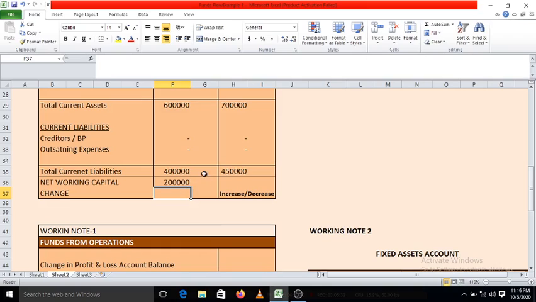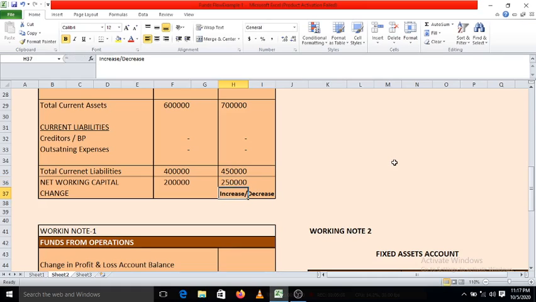Net working capital year 1: total current assets 6 lakhs, total current liabilities 4 lakhs, 6 lakhs minus 4 lakhs is equal to 2 lakhs. Year 2: total current assets are 7 lakhs, total current liabilities are 4 lakhs 50,000. So 7 lakhs minus 4 lakh 50,000 comes to 2 lakhs 50,000. You can check it in a calculator.